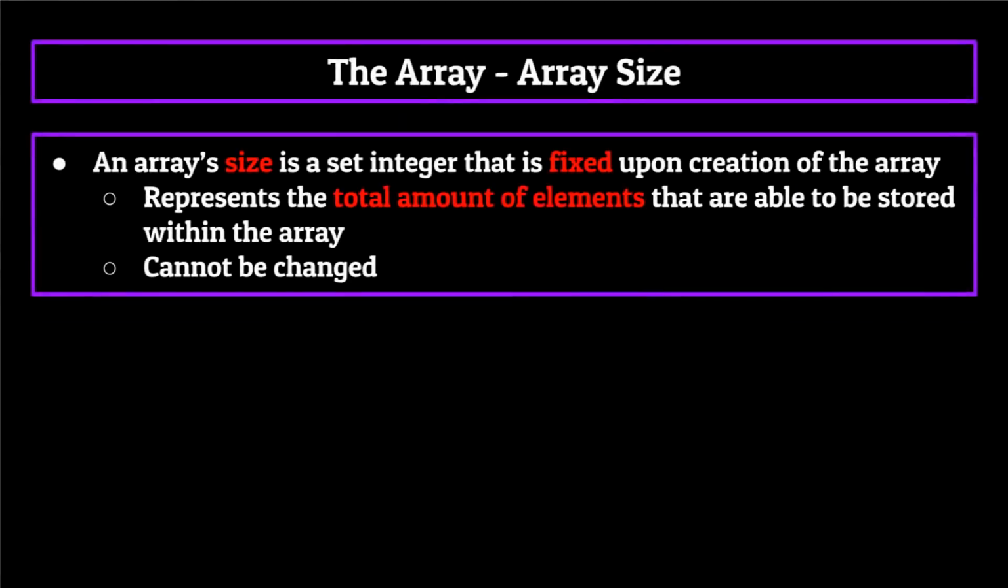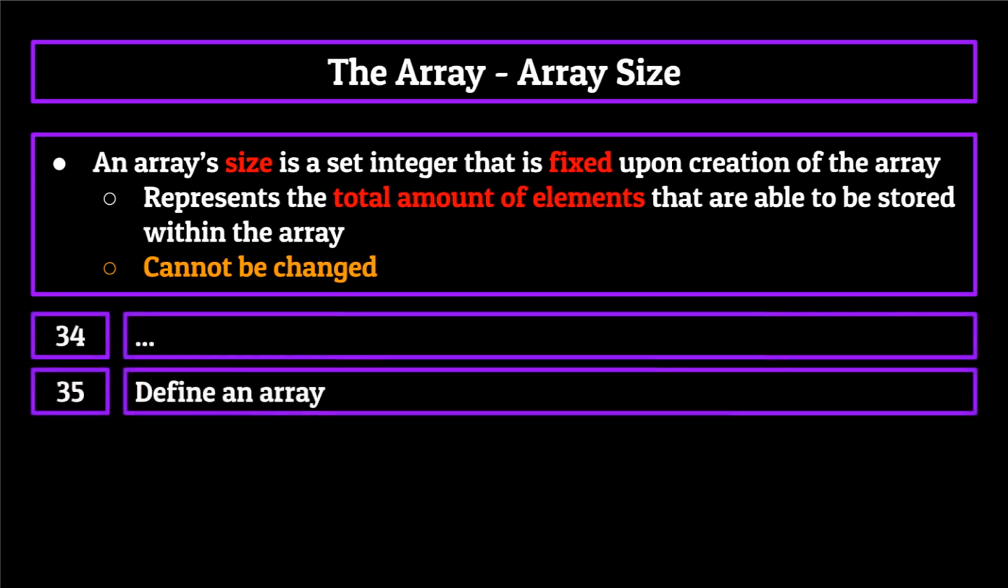The third and final attribute that an array has is a size. This size is a set integer that is fixed upon the creation of the array. It represents the total amount of elements that are able to be stored within the array. An array's size cannot be changed. I'll repeat that again because it's extremely important. An array's size cannot be changed once created.